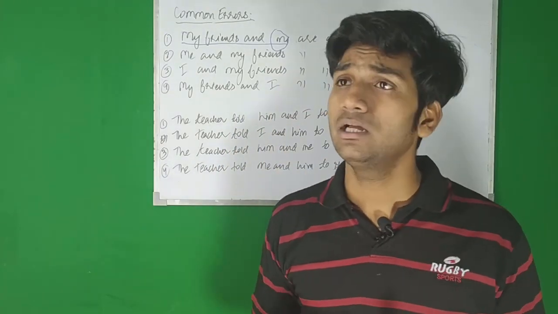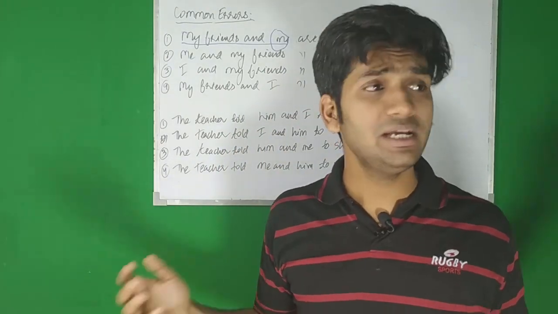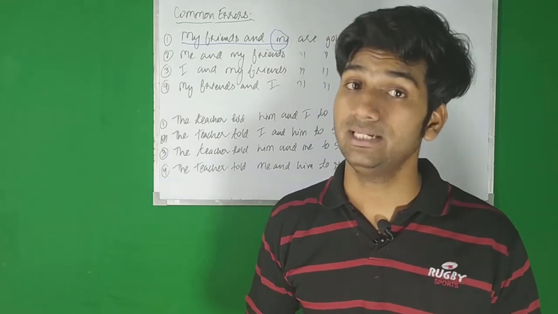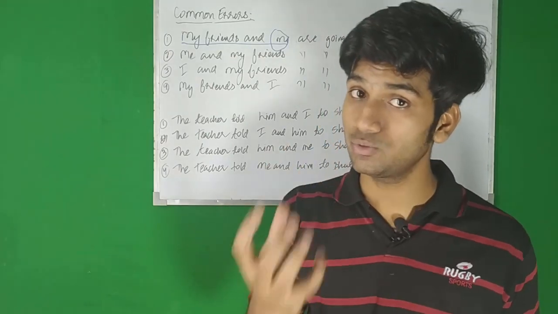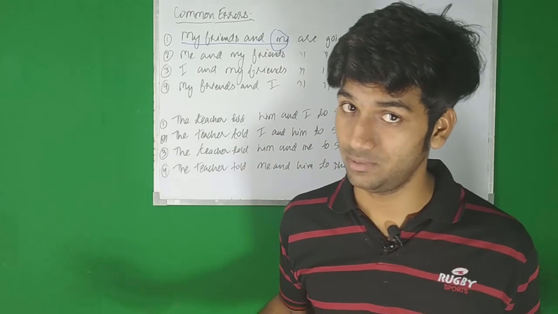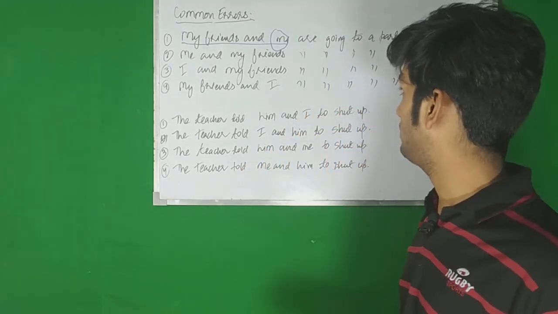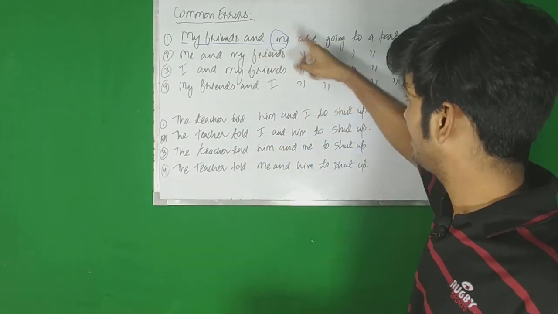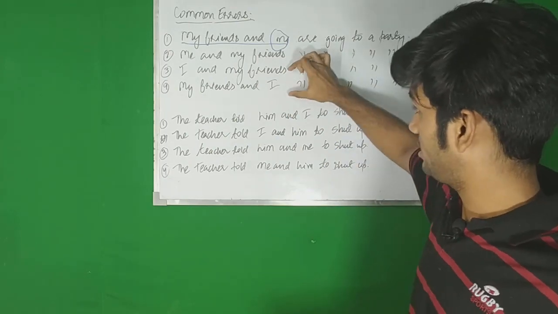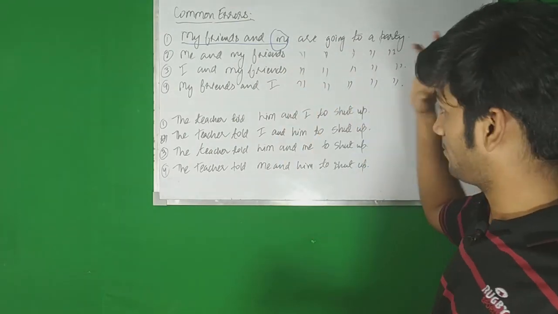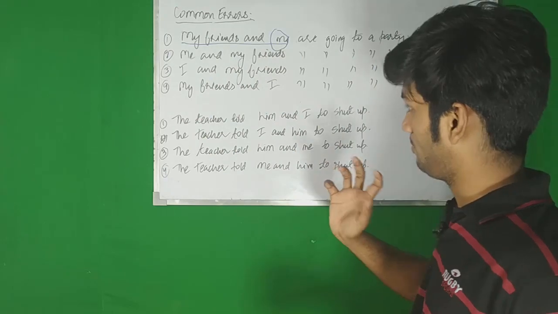A lot of people say, you know, me and my friends are going somewhere. Me and him are best friends. You cannot say that because you're using me as a subject, which is not possible. So avoid that. Keep that in your mind. This gets eliminated. This gets eliminated. We are left with these 2. I and my friends are going to a party. My friends and I are going to a party.